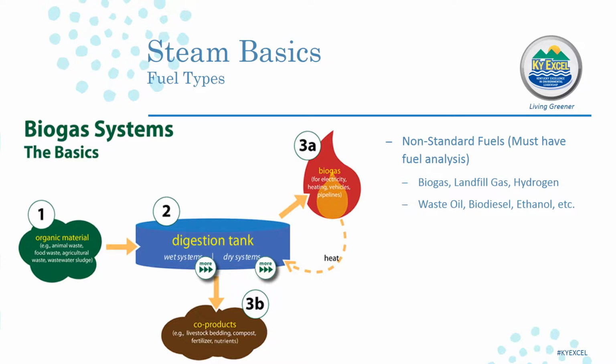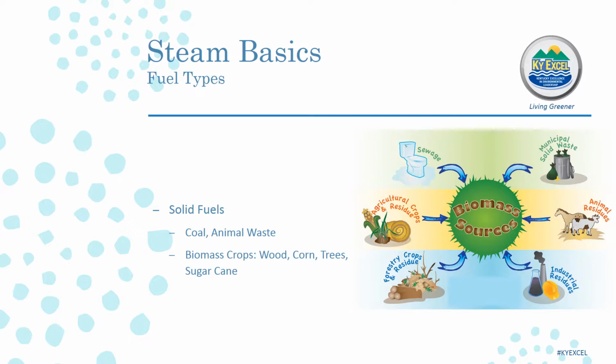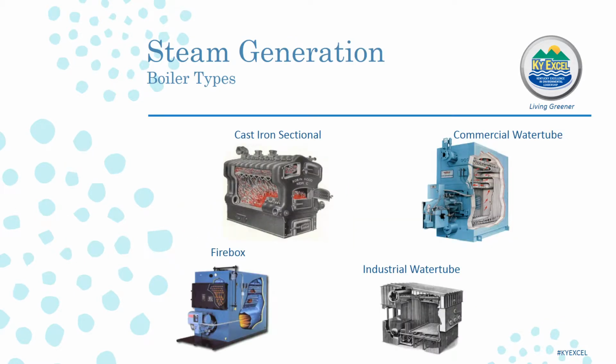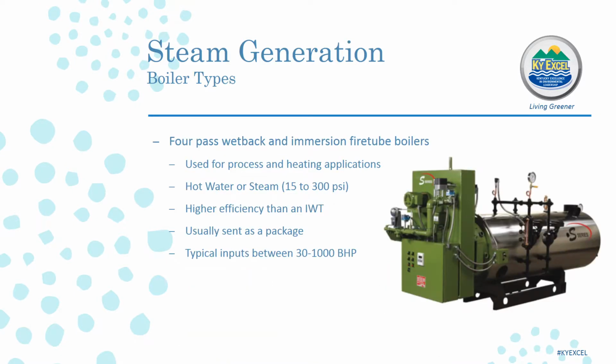A fuel analysis must be completed on non-standard fuels used to generate steam. Common solid fuels used in system loops include coal, wood, animal waste, and other biomass crops. We will start the journey of achieving maximum steam efficiency where it is most commonly generated: the boiler room. There are 4 main types of boilers: cast iron sectional, commercial water tube, firebox, and industrial water tube. During this video, we will look at 4 pass wetback and immersion designed fire tube boilers and will try to put into perspective real-world applications of both combustion and boiler efficiency.